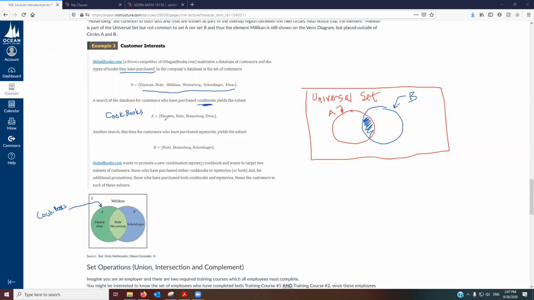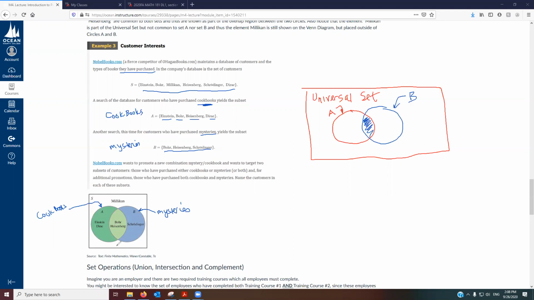You might notice I had 4 people, Einstein, Bohr, Heisenberg, Dirac. All 4 of those people are in this green circle. Let me go to set B. Set B are the people that bought mysteries. That's going to be this blue circle B, mysteries. Notice there's 3 people that bought mysteries. So in the circle B, there are 3 people.